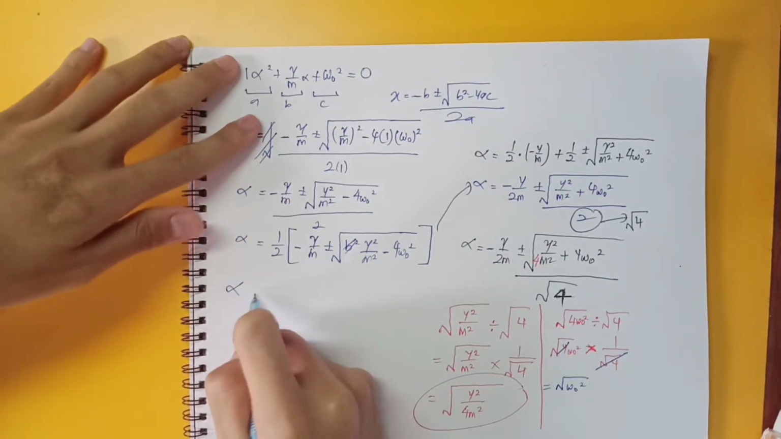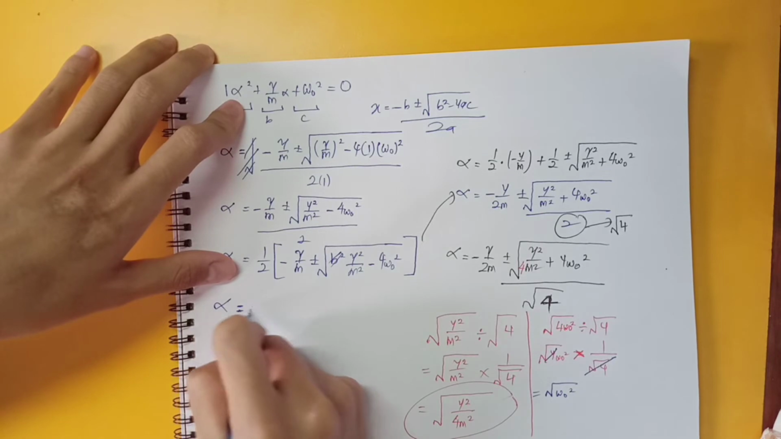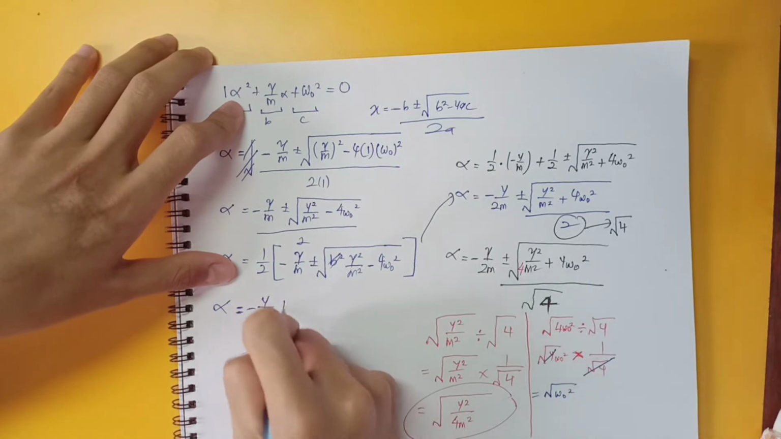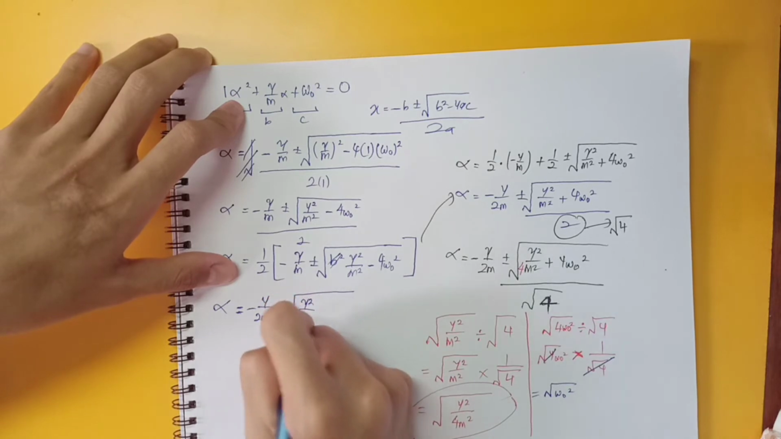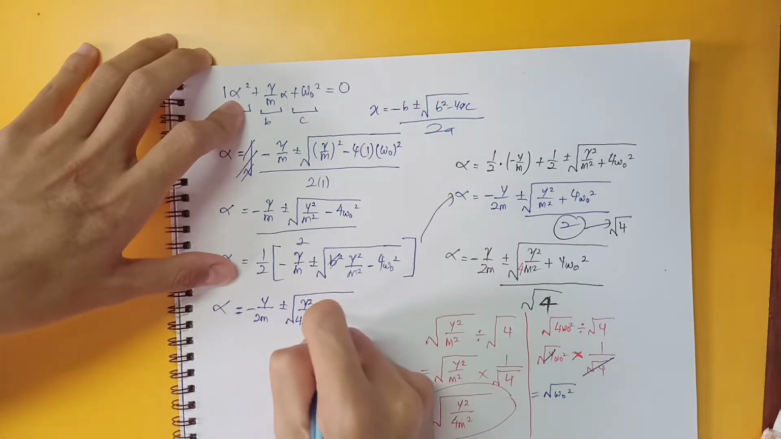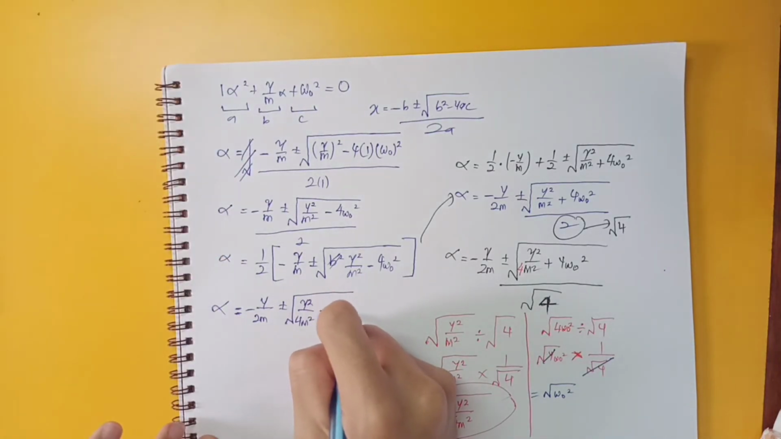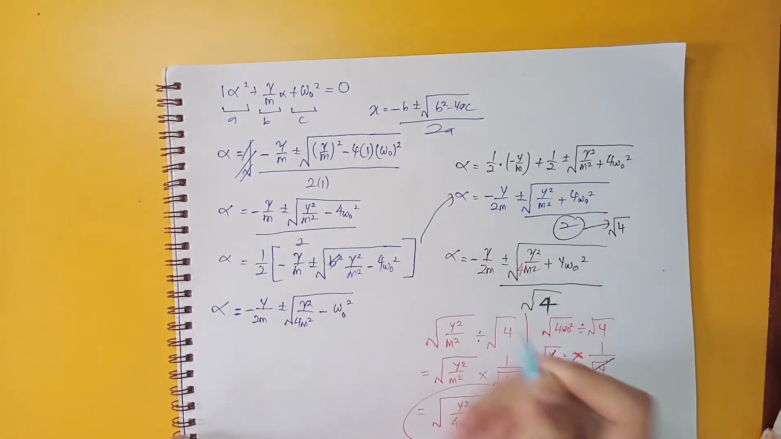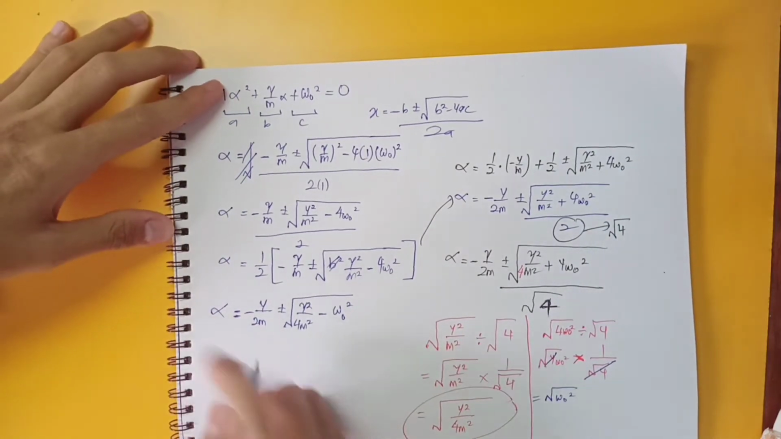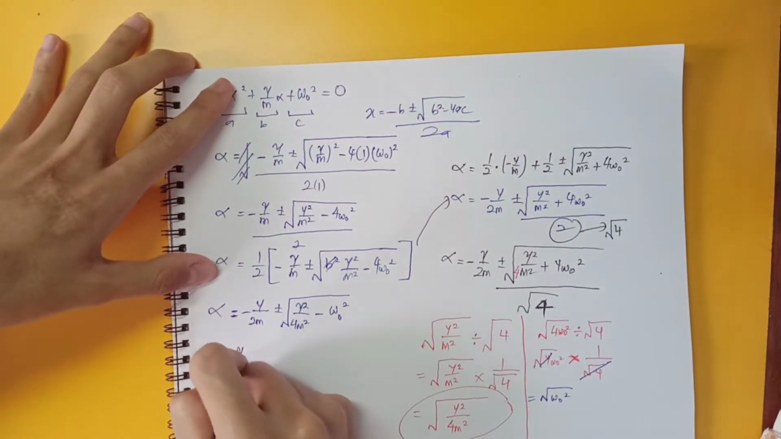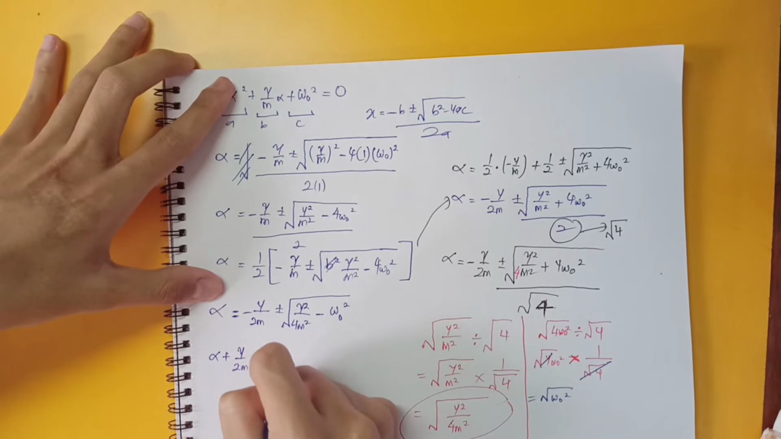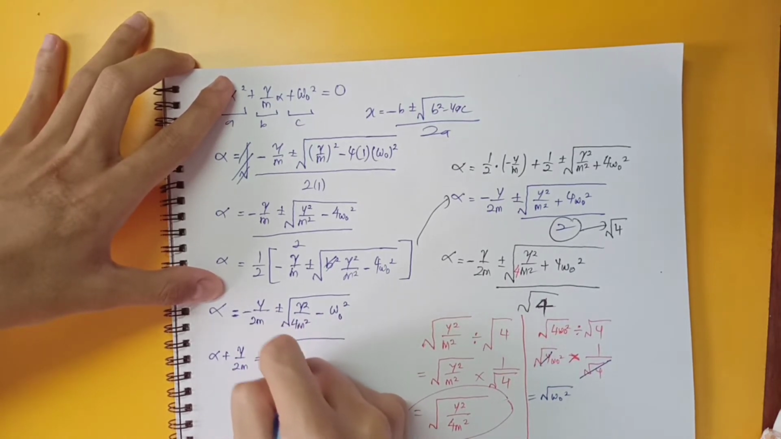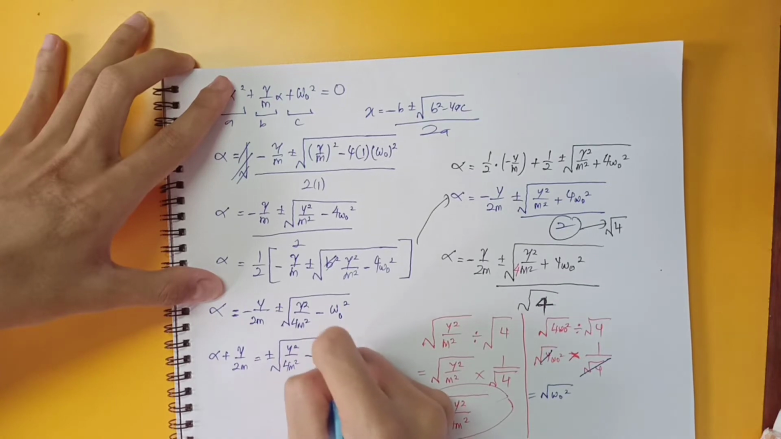So alpha is equal to negative gamma over 2m plus or minus square root of gamma square over 4m square, and then minus omega naught square. Okay, now let's put this on the right side. So alpha plus gamma over 2m is equal to plus or minus square root of gamma square over 4m square minus omega naught square.